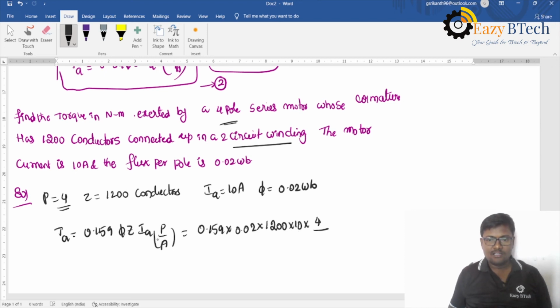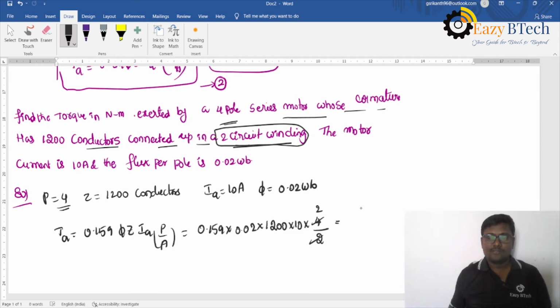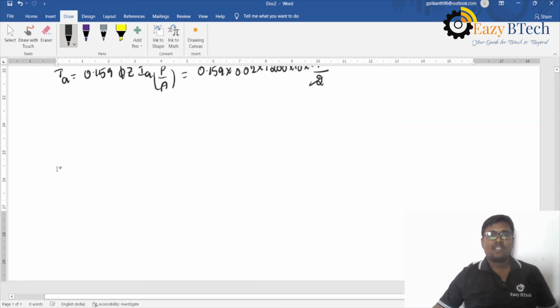And is it a lap winding or wave winding? It is not given as lap or wave, but the question says 2-circuit winding, so the number of parallel paths is 2. So now I think you got the answer: 76.32 newton meter.